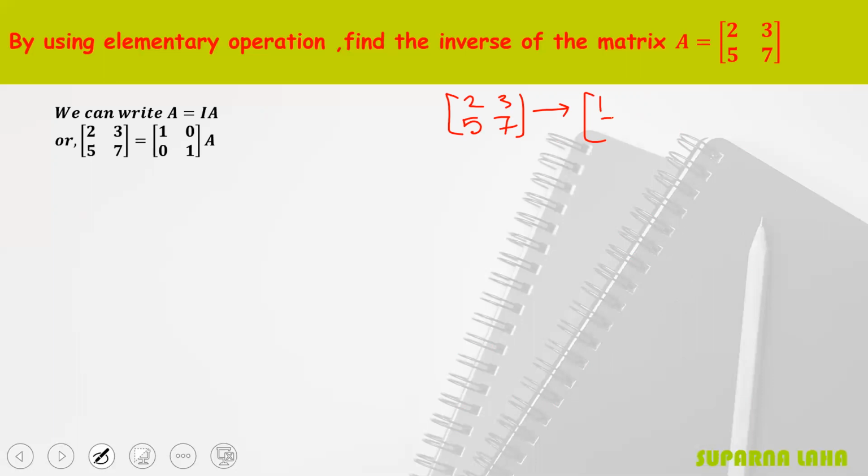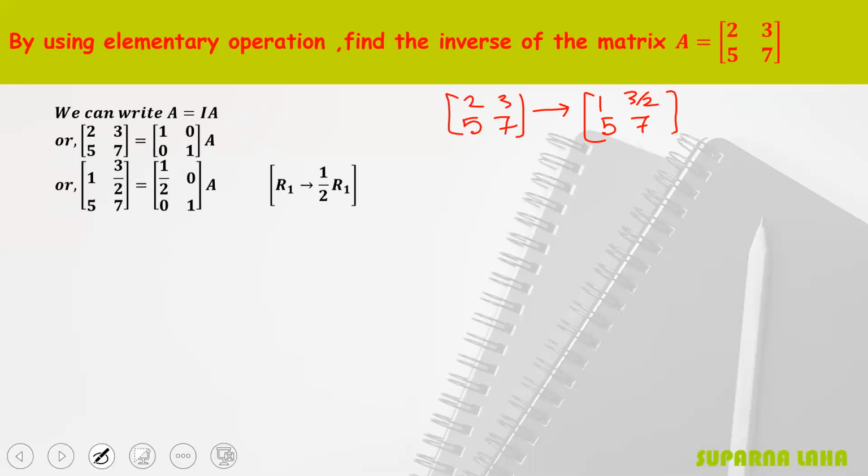Since I am using the operation in row 1, row 2 will be the same. So what I have to do: if I divide this row 1 by 2, we will find 1. So this will be 3 by 2. Divide this row 1 by 2. And for the identity matrix 1, 0, 0, 1, divide this one by 2, that is half, 0, and this will be 0, 1.